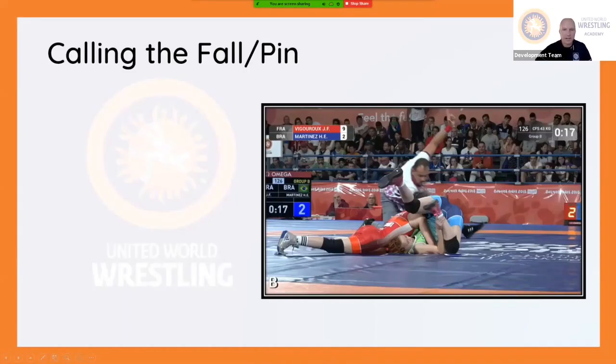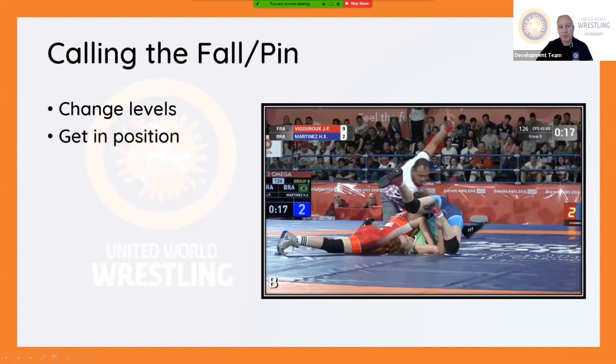The last topic here is calling the fall or pin in this process, and there are just a few things to consider. Number one is make sure you change levels as a referee. You have to get down and get to a better position. It is impossible to call a fall if you're in the standing position as a referee.